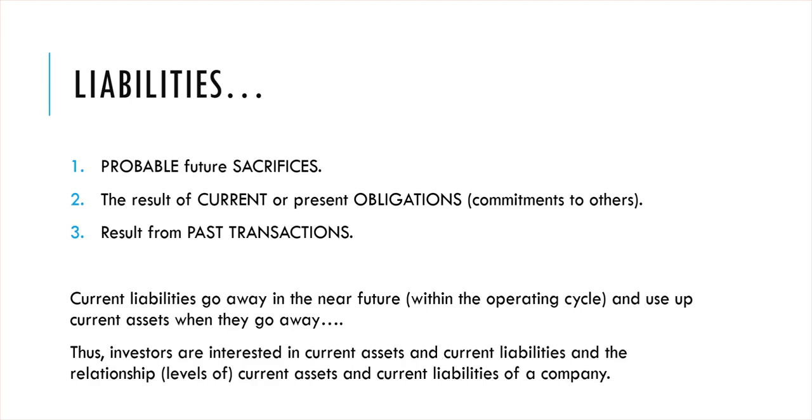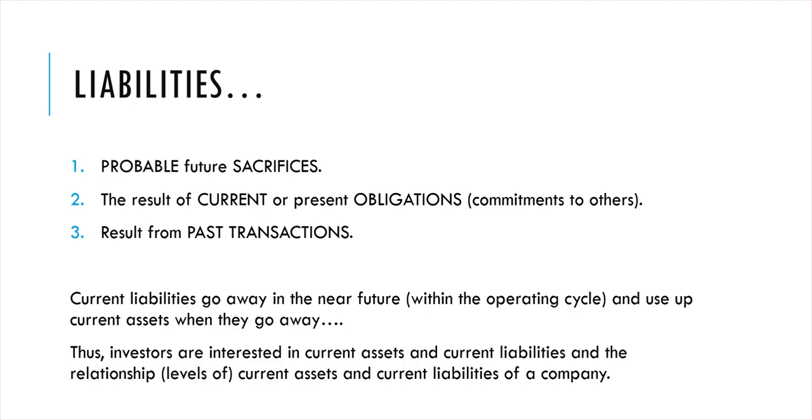Now when we talk about current versus non-current, current liabilities go away in the near future, which is within the operating cycle, and if you want to look up that definition, fine. I'm going to say in this class, to simplify our life because all businesses are different, all businesses have different lengths of operating cycles depending on what they do. We will say 12 months. So just a general rule, 12 months. So current versus non-current is 12 months.